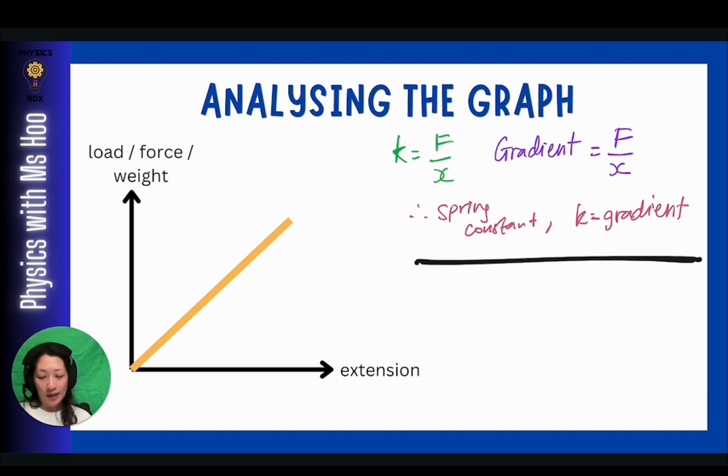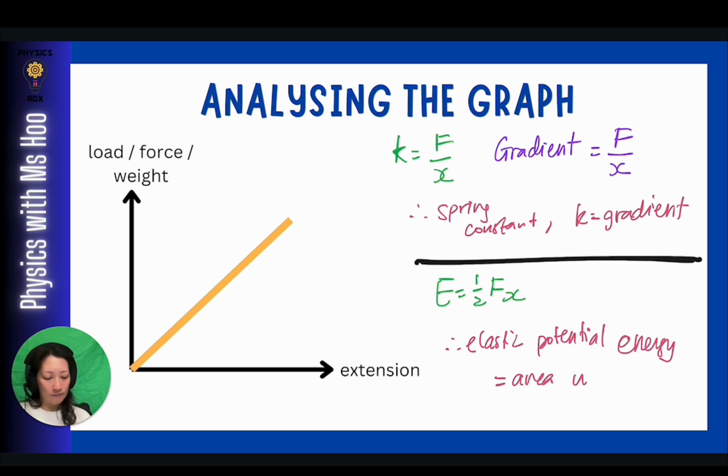For the elastic potential energy, it's pretty much the same thing because elastic potential energy is still E equals half Fx. So whether it's an extension load or load extension graph, you will still find that the elastic potential energy is the area under the graph, whichever graph you are given. So again, reminder, if you're given a graph, do check what's on the x and y axis and make sure that you do your analysis based on the correct values of the gradient and area under the graph.